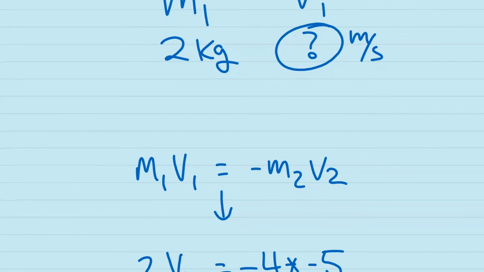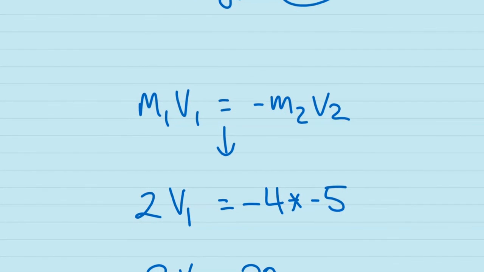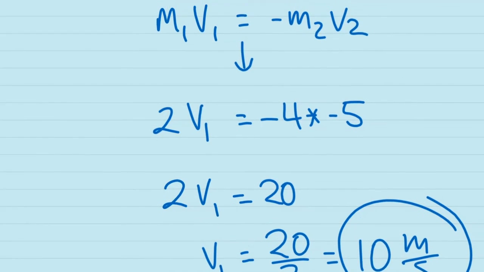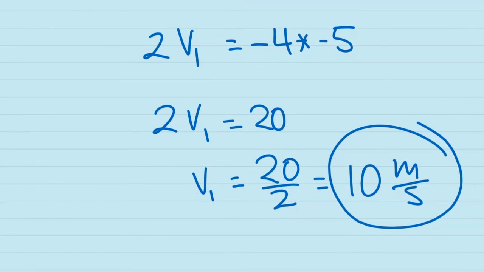So if we go look at this formula, mass 1 times velocity 1 equals minus mass 2 times velocity 2. And we go in and plug in the numbers that we know. Mass 1 is 2, velocity 1 we don't know, and that's going to be equal to minus 4, which is our negative value for m, times minus 5, our negative value for V2. Those negatives cancel out. So we get 2 times V1 equals 20, and that means V1 is equal to 20 divided by 2, and you get 10 meters per second.